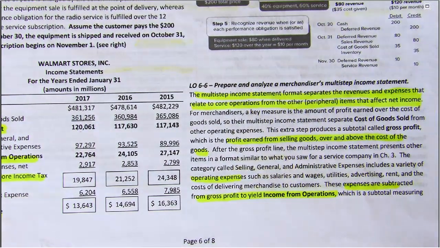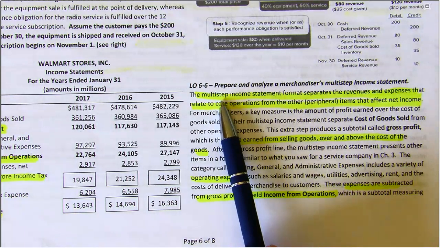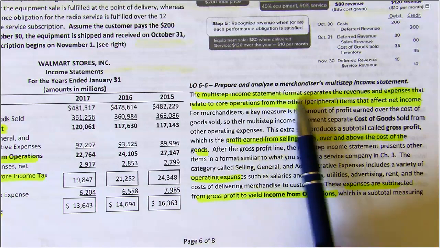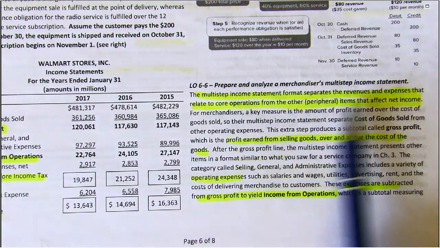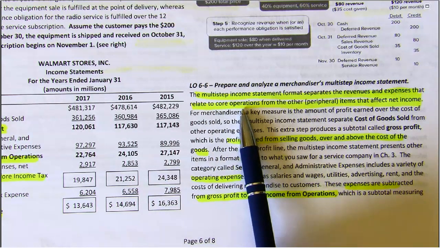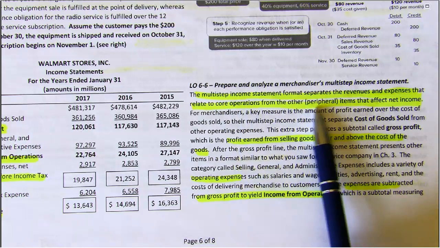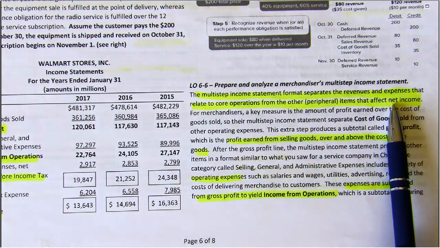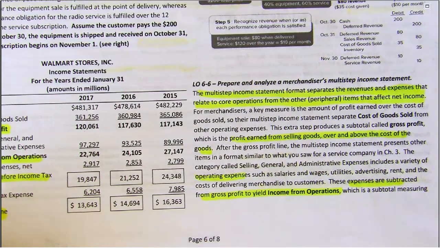So what is a multi-step income statement? Well, our notes tell us that the multi-step income statement format separates the revenues and expenses that relate to core operations from other peripheral items that affect net income. So let's take a look at an example.